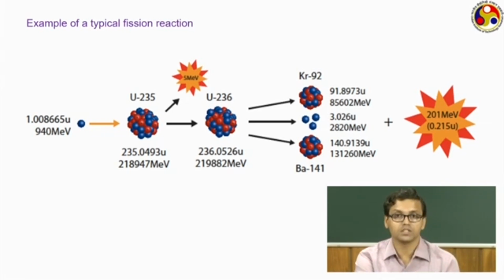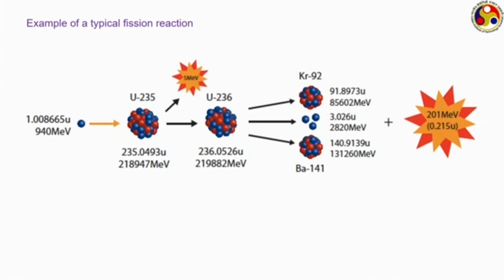This U-236 is generally a very unstable nucleus. So, it further goes through a fission reaction, where it gets broken into two smaller components. One is krypton having a mass number of 92, the other is barium having a mass number of 141. You can see the first stage of the reaction corresponds to a mass deficit or mass defect of 0.005365.